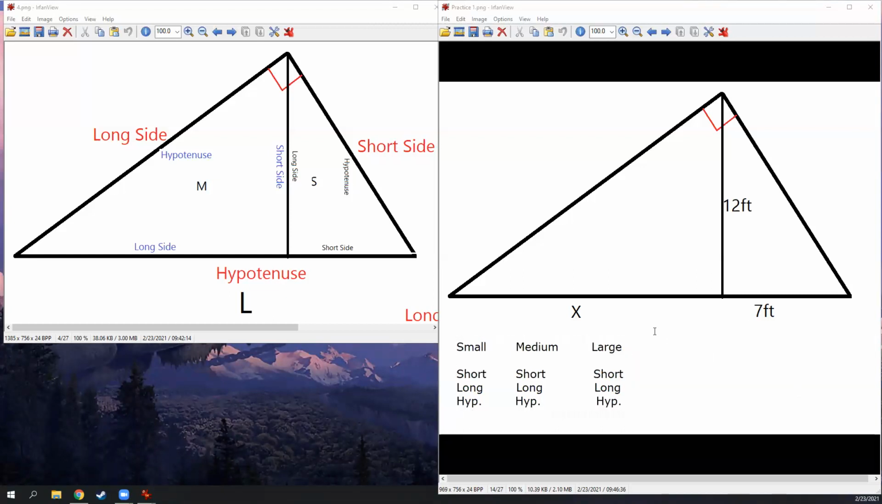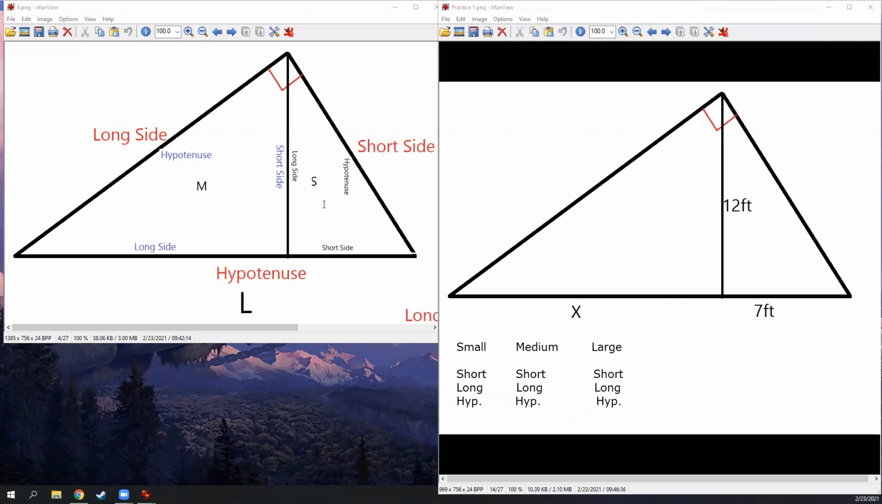Okay. So we've got our small, medium, and large triangle. In each one of those, we have a short, long, and hypotenuse. And now we just need to go through each triangle and figure out what we have. I'm going to start with the small.